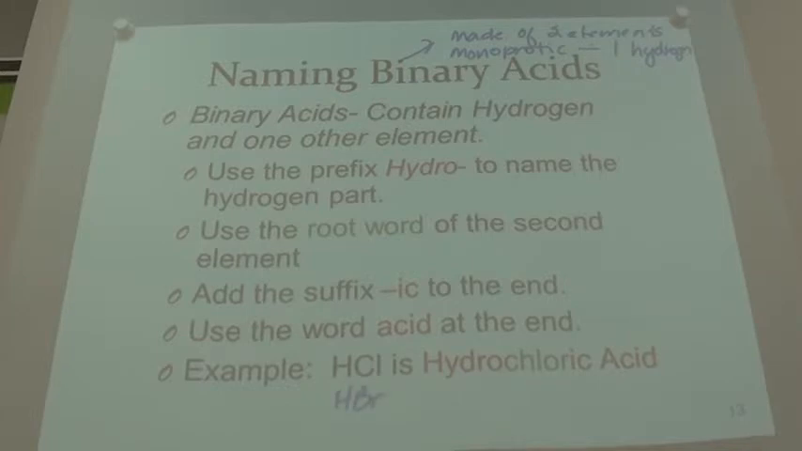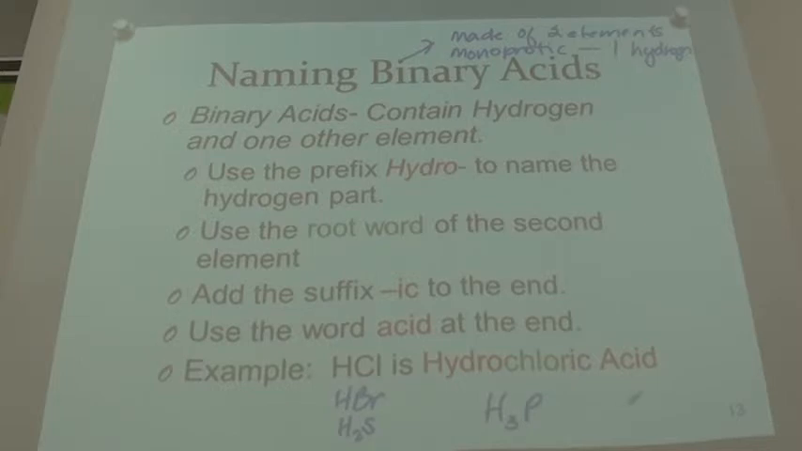HBr is hydrobromic acid. H2S is hydrosulfic acid. Very nice. Hydrosulfic acid. H3P is hydrophosphoric acid. I wish we could just end here because you get this, don't you?